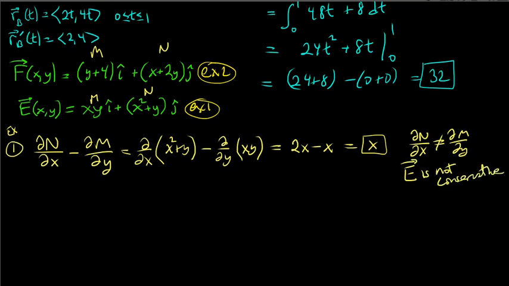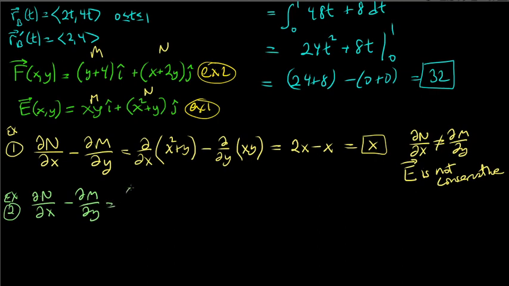Okay. Well, let's look at example 2, which is the vector field F, right? So again, same partial of n with respect to x minus the partial of m with respect to y, and let's see if we get 0. Or something other than 0, right?